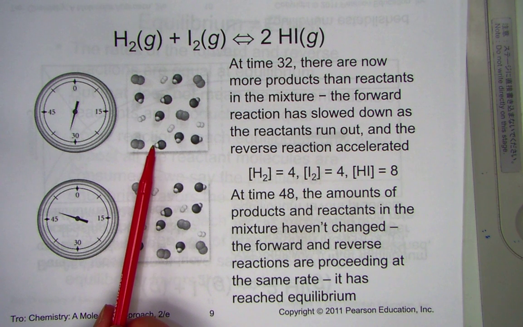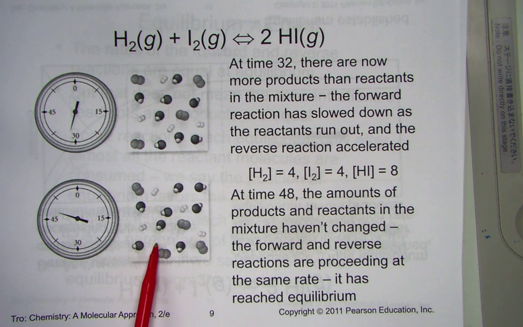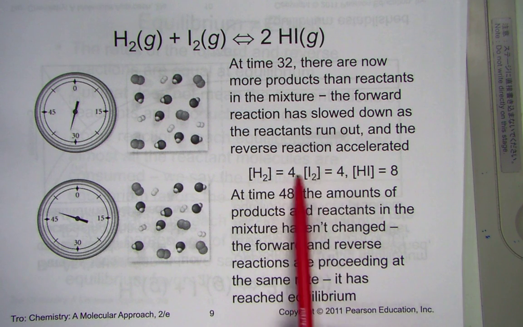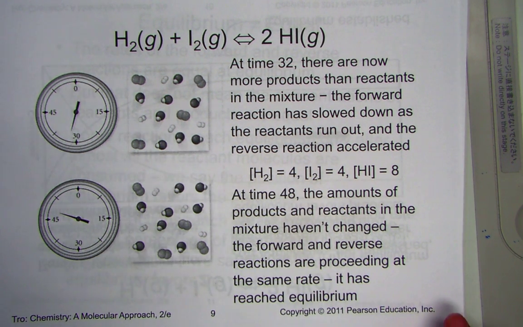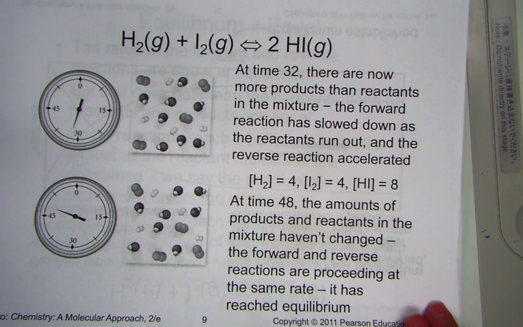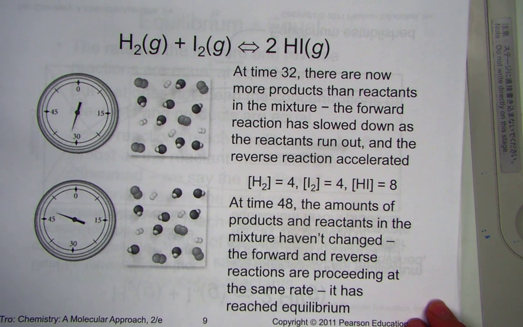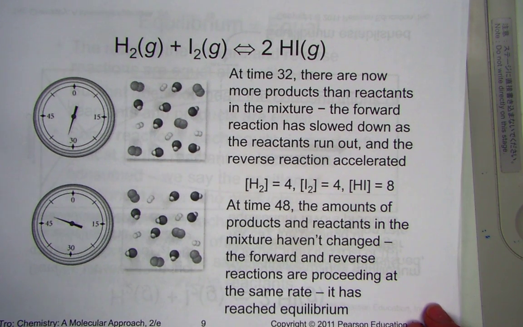So after checking at time 32 and again at time 48, we're seeing that those constant values have indeed been achieved twice. Therefore, we know we're at equilibrium. We're no longer seeing a change in the amounts of either reactants or products.